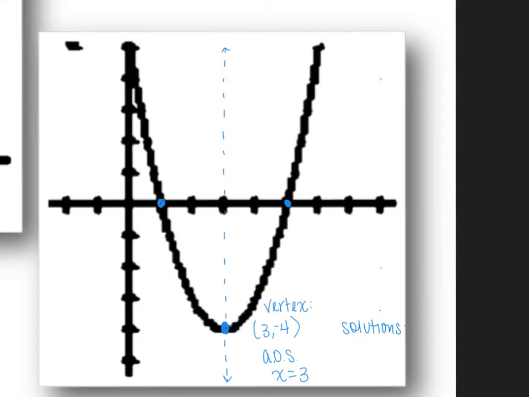Okay, the first one I see is 1, and the second one I see 2, 3, 4, 5. So 1 and 5.